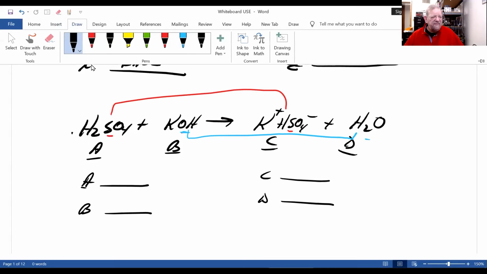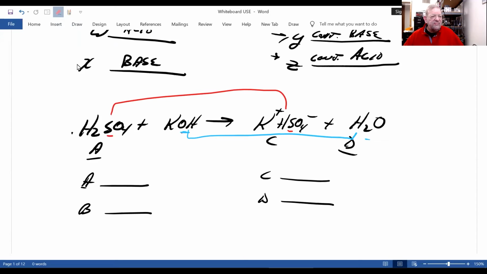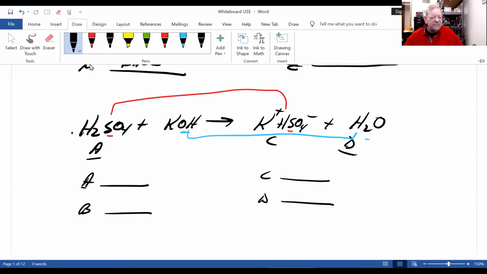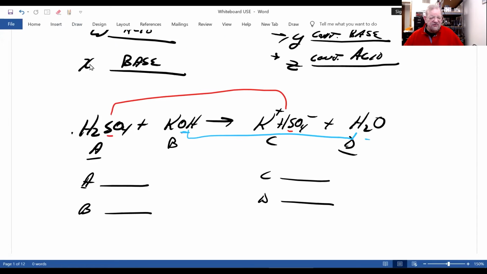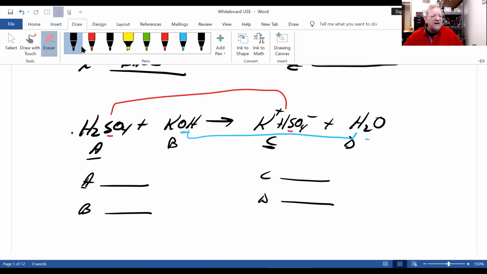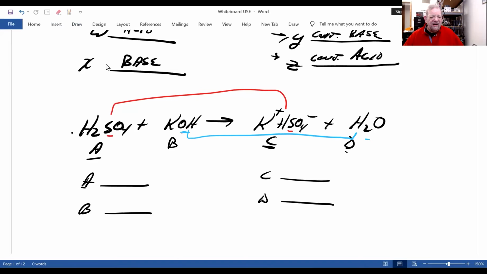So if we go from A to its conjugate, C, what happens when you go from A to C? You have two hydrogens, now you have one, it also has a charge. So it gave up a proton or hydrogen or donated, that's an acid.